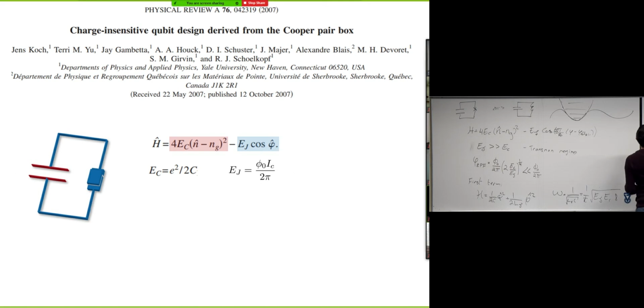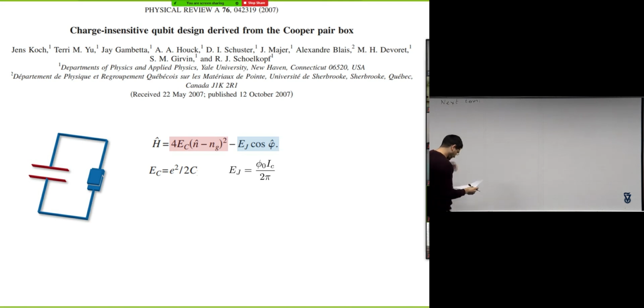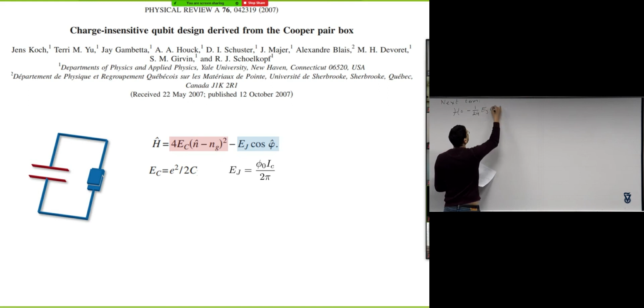Now we're going to take the next term in the series, and in the next term we have minus 1 over 24 EJ phi to the fourth.